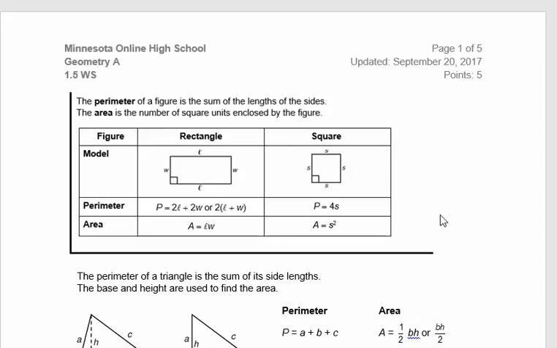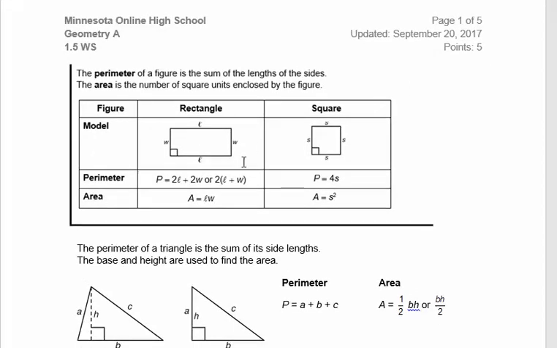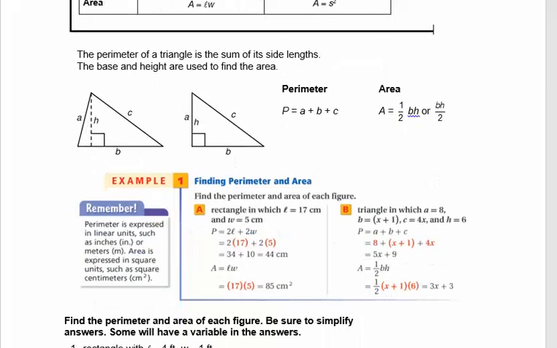So this is on area and perimeter of figures, and sometimes you're able to find the area and perimeter, and sometimes you're only able to find an expression for that. So sometimes there'll be an X or an A or something in your answers.